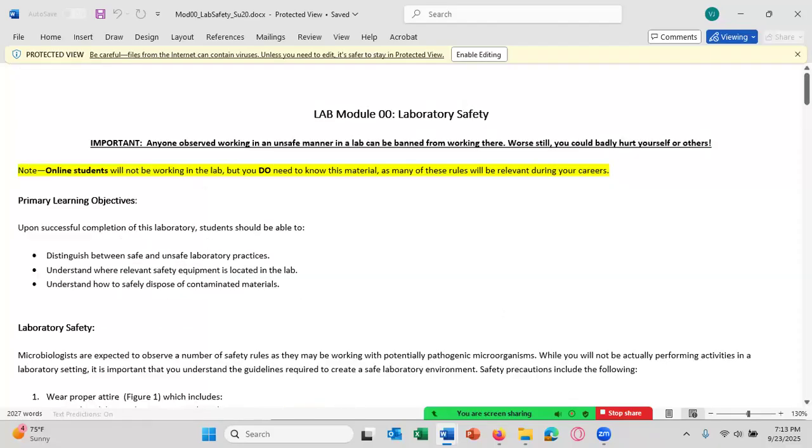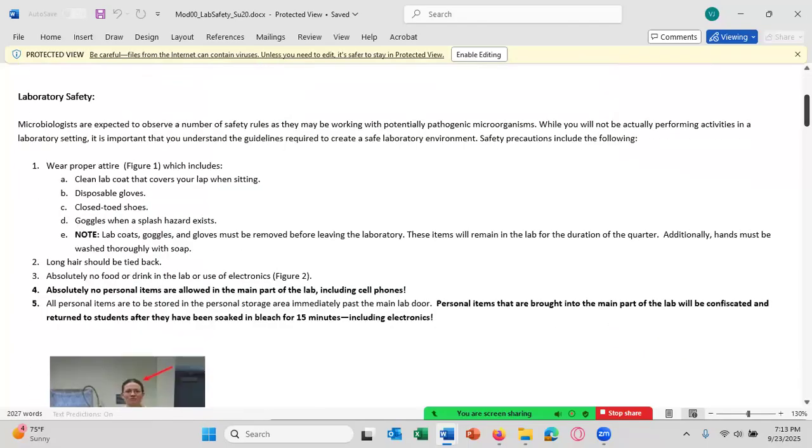Microbiologists are expected to follow a number of safety rules when they're working with potentially pathogenic microorganisms. Remember, every organism you work with in a microbiology lab, you can assume is potentially pathogenic. You're not actually going to be performing any of these activities because everything we do will be done online, but it is important for you to understand the guidelines and to help you understand to create a safe laboratory environment.